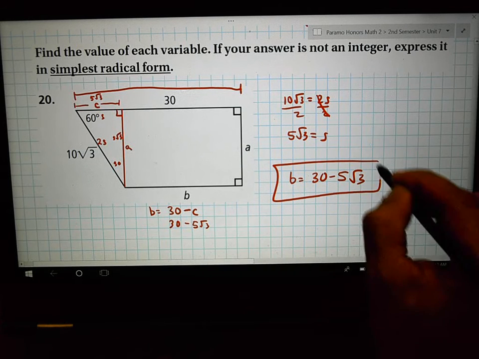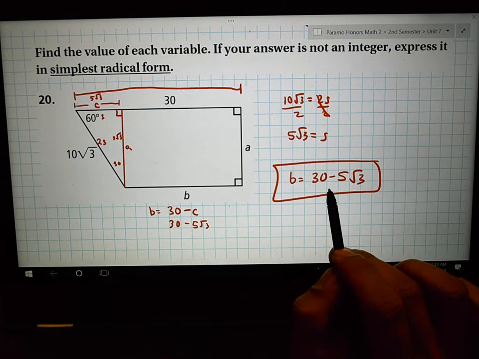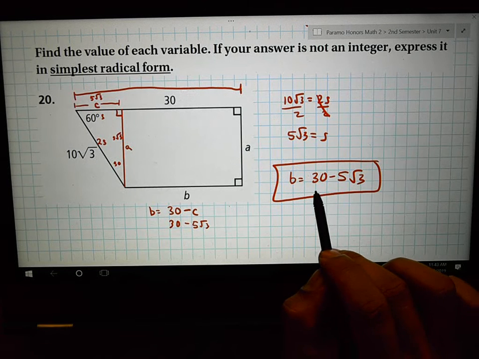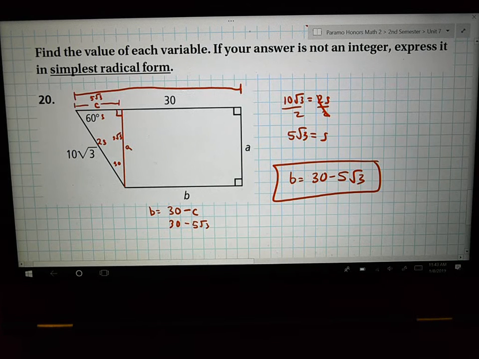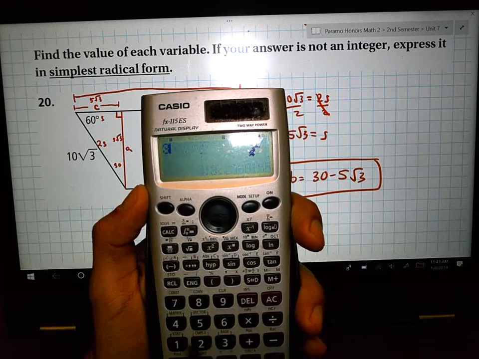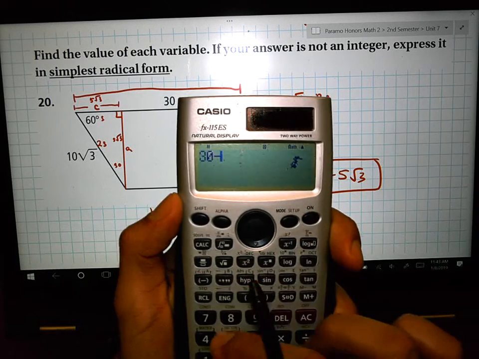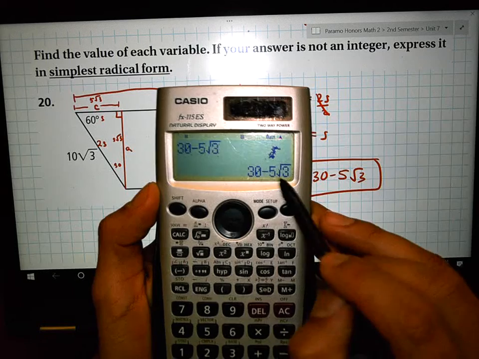You cannot put the 30 and the 5 together because the 5 is a root 3. You can only add or subtract root 3s with other root 3s. We talked about that when we were dealing with adding and subtracting radicals. And a good reminder for me is if I tried to do that on this calculator, by the way, our calculator knows I can't put those together. This is simplest radical form.